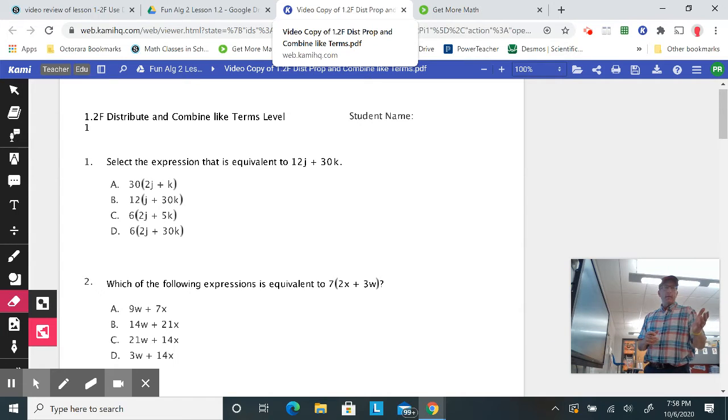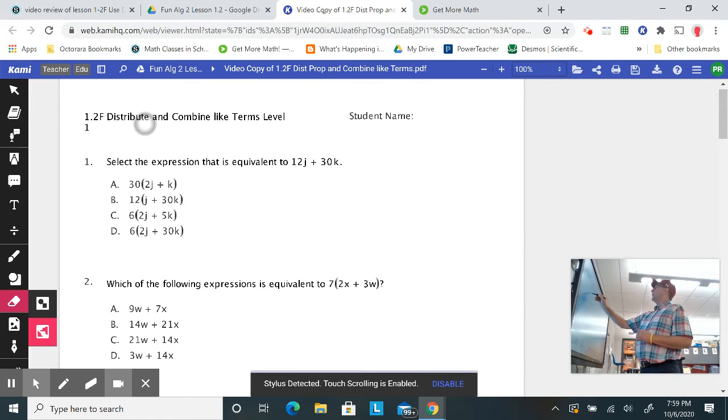And in this video, we're looking at distributing, using the distributive property, and we might have to combine like terms in order to simplify the algebraic expression. So let's get into this. Distributing and combining like terms, that's what we're looking at.